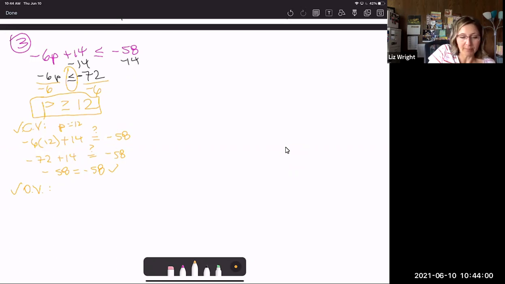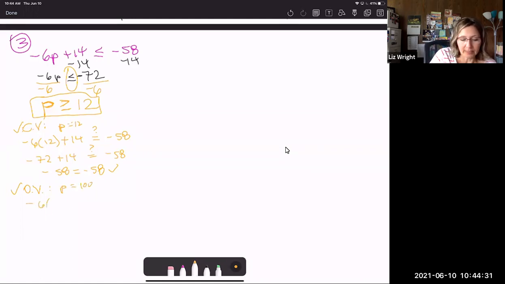I like to choose something that's in my solution set. So if I choose something that's in my solution set, I'm picking something that is larger than or equal to 12. So you could do like 12 and a half. You could do 13. You could do 14. I like to choose something ridiculously large because it's easier to do. Or like 100. Like is 100 greater than or equal to 12? Yeah. So I'm going to check p equals 100 because it's greater than or equal to 12.